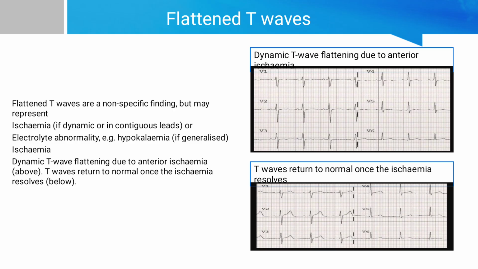Flattened T waves are a non-specific finding but may represent ischemia if dynamic or in contiguous leads, or electrolyte abnormality like hypokalemia. Dynamic T wave flattening due to anterior ischemia is seen in the above ECG, and then the T wave returns to normal once the ischemia resolves, as seen in the below ECG.